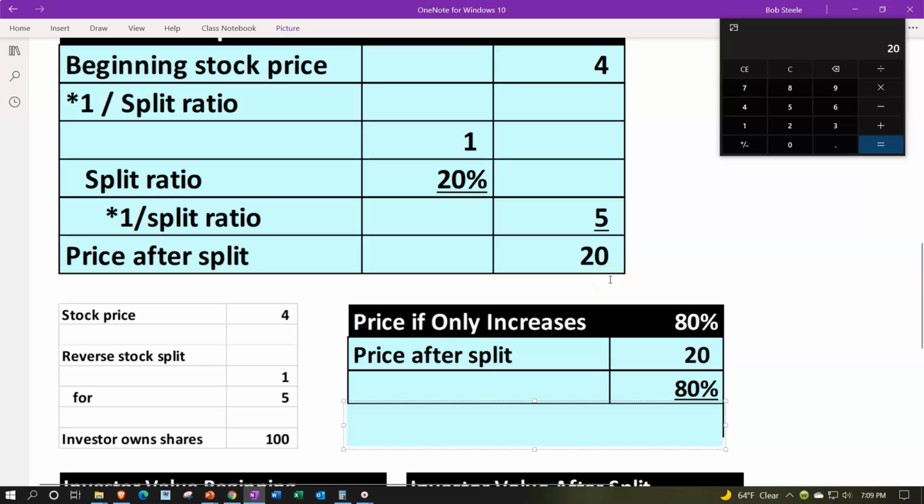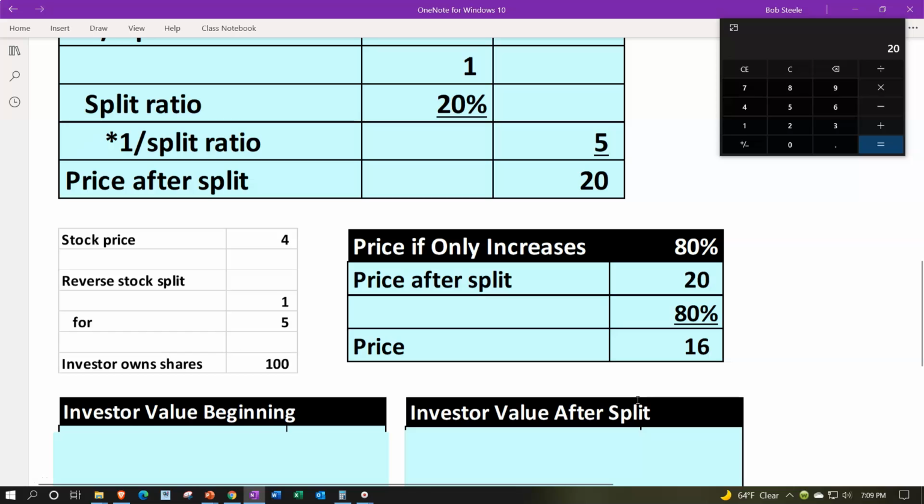But again, the market is the market, and it could react negatively to something like a reverse stock split, for example, possibly only having 80% of what we expect that price to be. 20 times 80% would be $16.